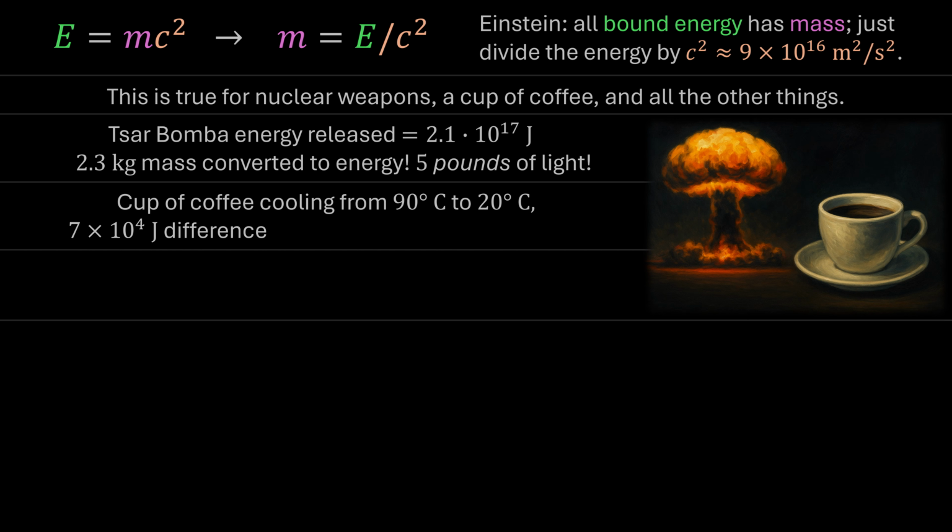Assuming an average-sized cup of coffee, if you divide that by the speed of light squared, you get 0.8 nanograms. Now, of course, that's a tiny, tiny amount of mass, right? No one would notice that, but it is there.